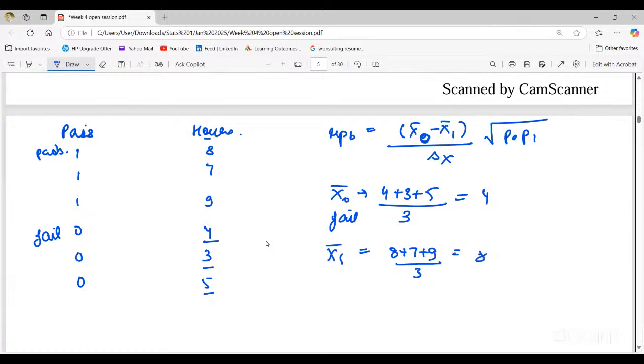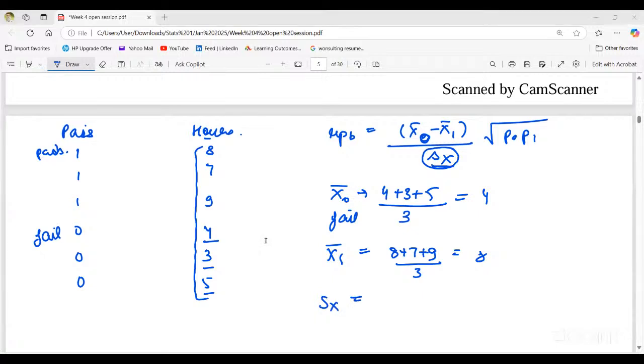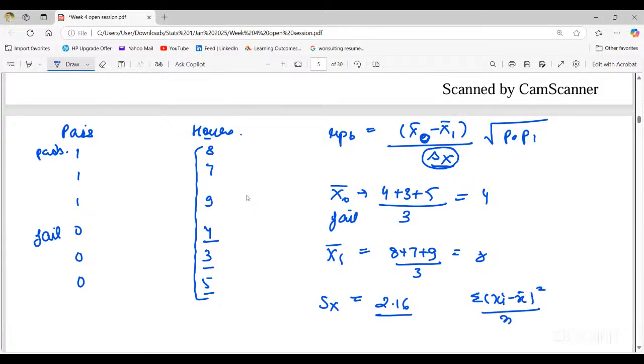Correct? Now I have to calculate the standard deviation of x. That means I'm calculating the standard deviation of the numerical variable. If I calculate the standard deviation, I am getting, let's say, 2.16 or something like that. Everyone can calculate the standard deviation, right? The formula is the summation of xi minus x bar whole square divided by n, the whole square root. Yes, ma'am. So through that we can calculate the standard deviation.